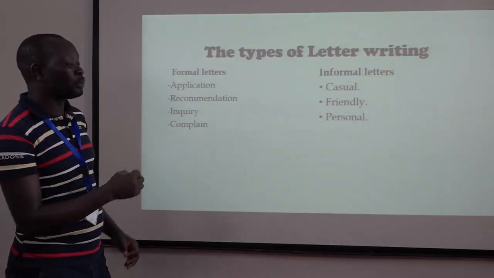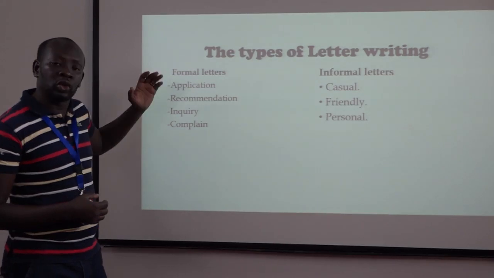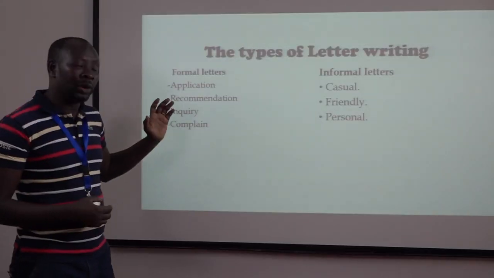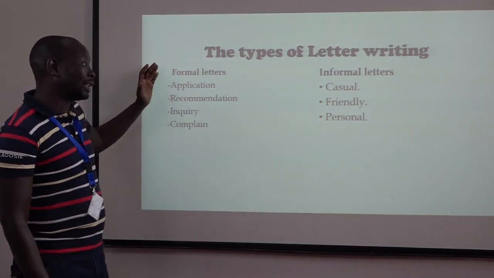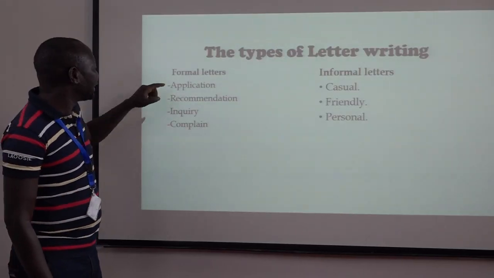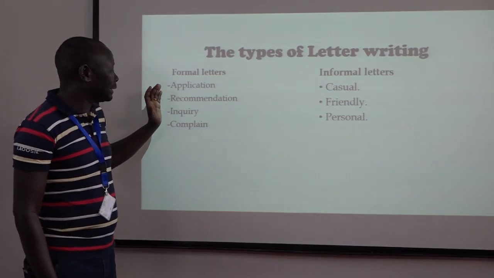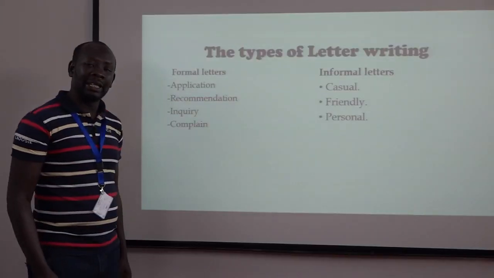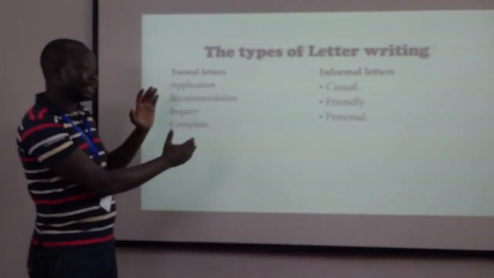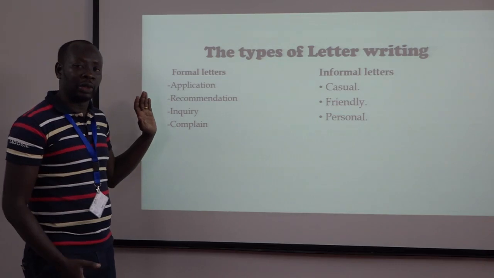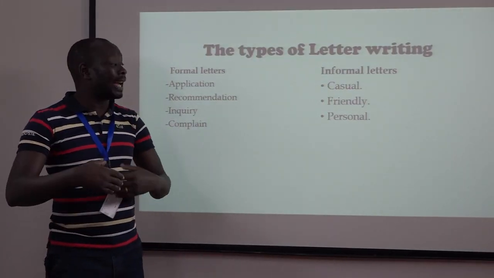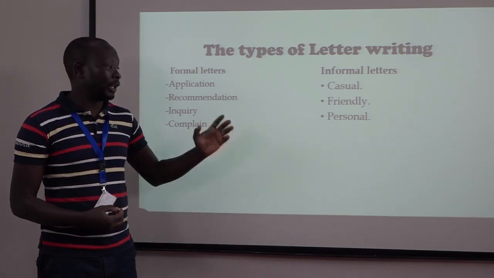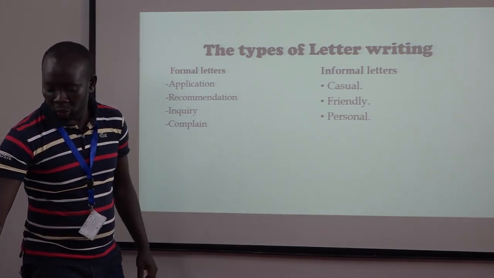Let's have a look at this. These are other various types of letter writing. On one side you have got the formal letter, and on the other side we have got the informal letters. When you look at the formal letters, examples of these are application letters, recommendation letters, inquiry letters, and also letters of complaint. These are what we call the formal letters. On the other side, we have got the informal letters. These are the casual, friendly, and personal letters.